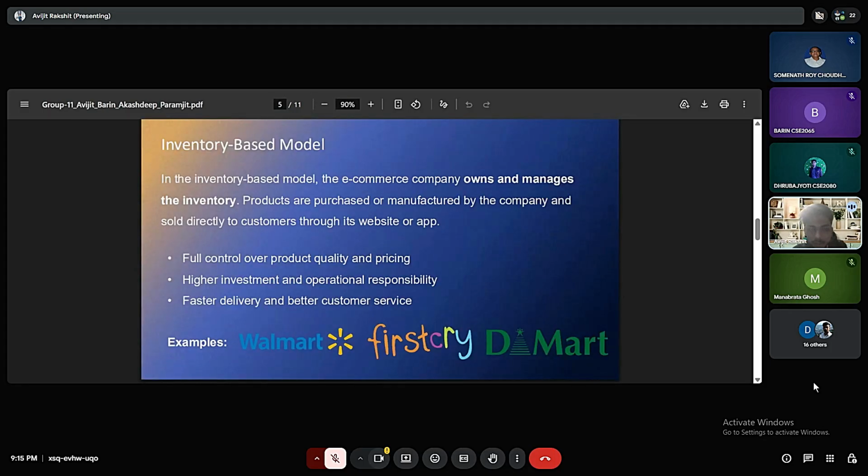Here is the inventory-based model. In the inventory-based model, the e-commerce company owns and manages the inventory. Products are purchased or manufactured by the company and sold directly to the customer through its website or app. Full control over product quality and pricing, higher investment and operational responsibility, and faster delivery and better customer service are the key features of the inventory-based model. For example, Walmart, FirstCry, DMart.